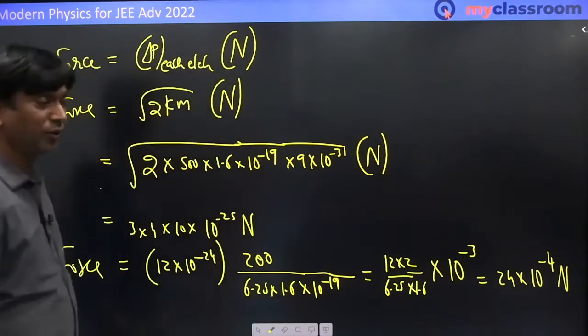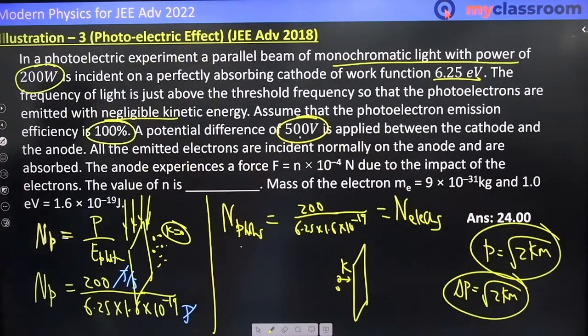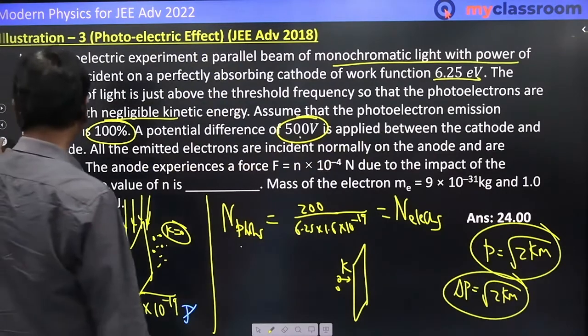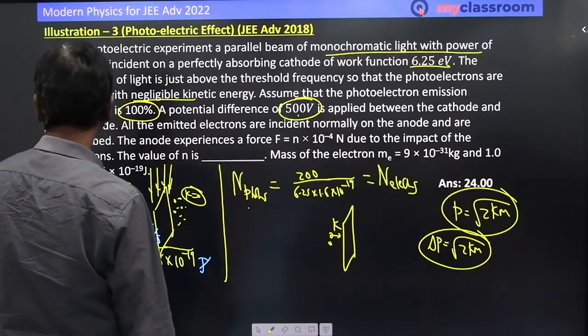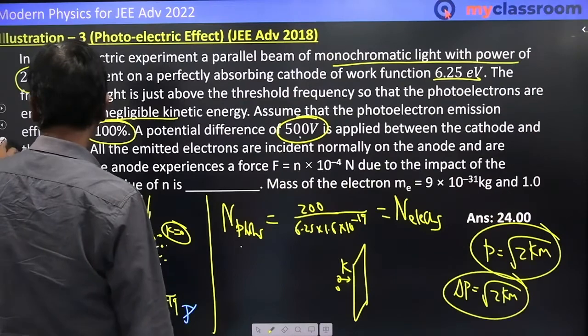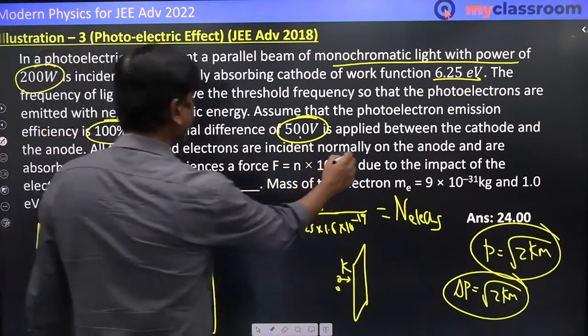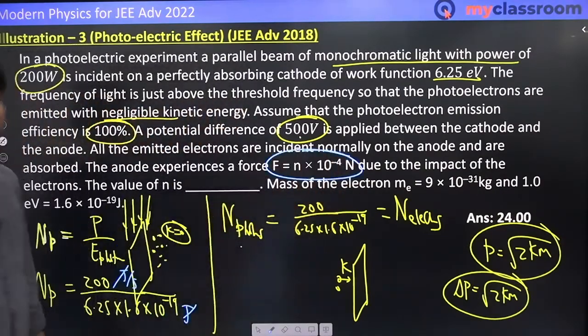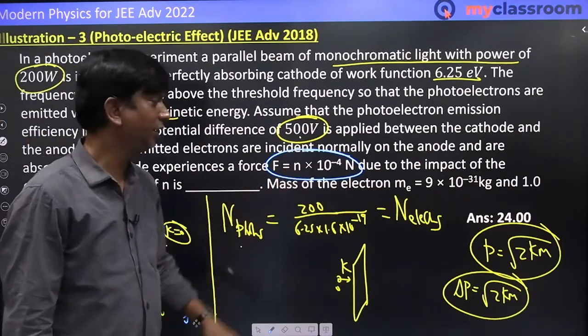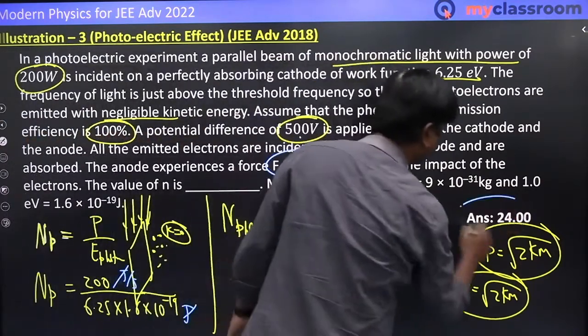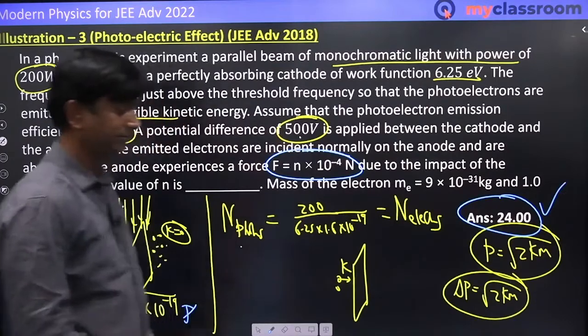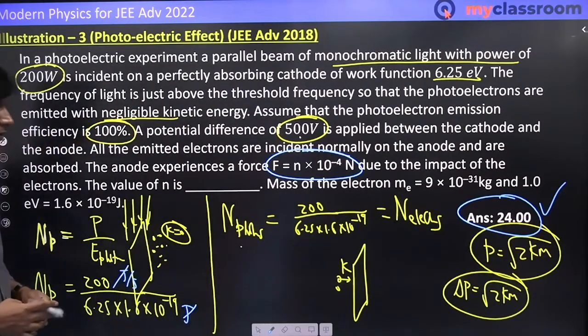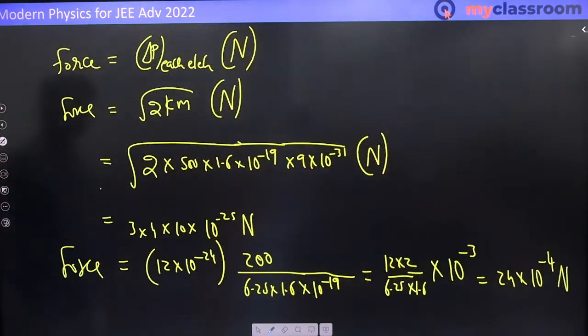Okay. So 24 into 10 power minus 4, and they have given n into 10 power minus 4. So the value of n is 24. Hope it is clear. Next, we'll proceed to the next question.